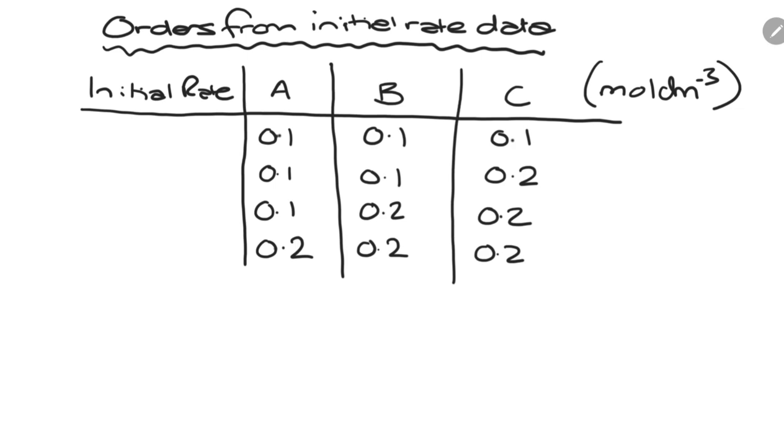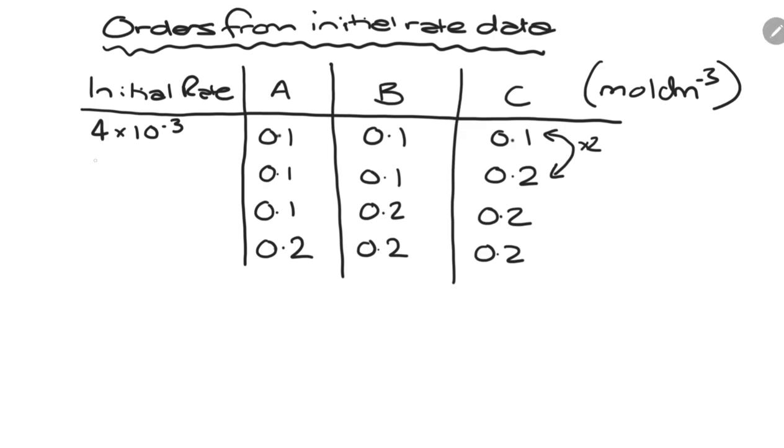That then gives us a way of comparing the variation of concentration. If we look at the first 2 experiments here, what we've done is double the concentration of C whilst keeping A and B constant. So if there is any variation in the initial rate, we can be pretty sure that the variation in rate is only due to changes in C. We're just changing one thing at a time. We're essentially making a controlled experiment.